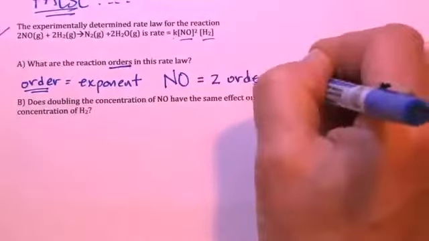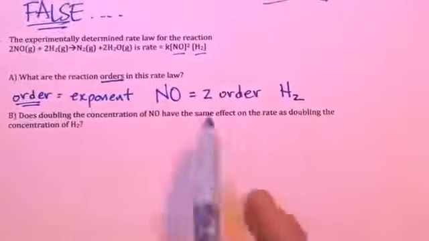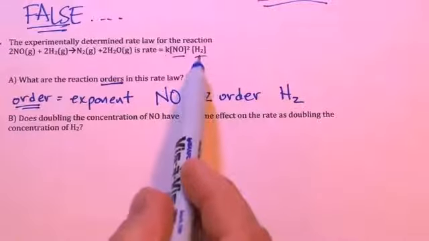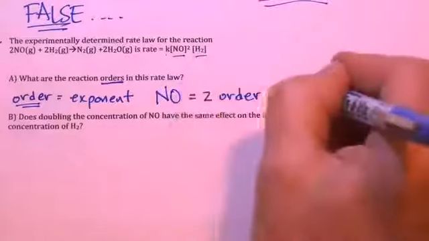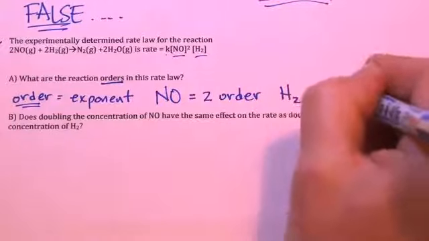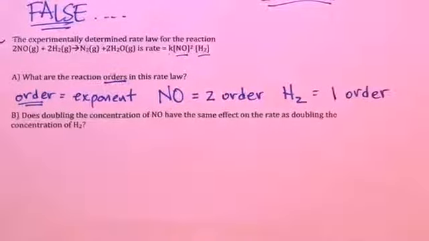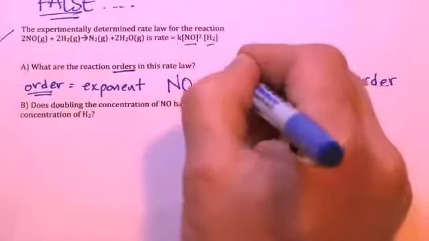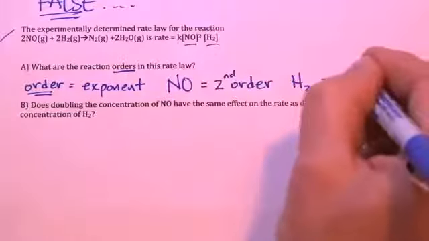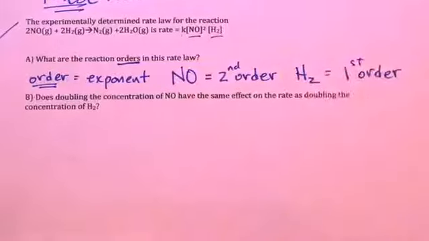And H2 doesn't have a number written above it. And remember, if there's ever a number written and it doesn't have an exponent, it's to the first power. And so we say it's to the first order. This is a second order reactant. This is a first order reactant.